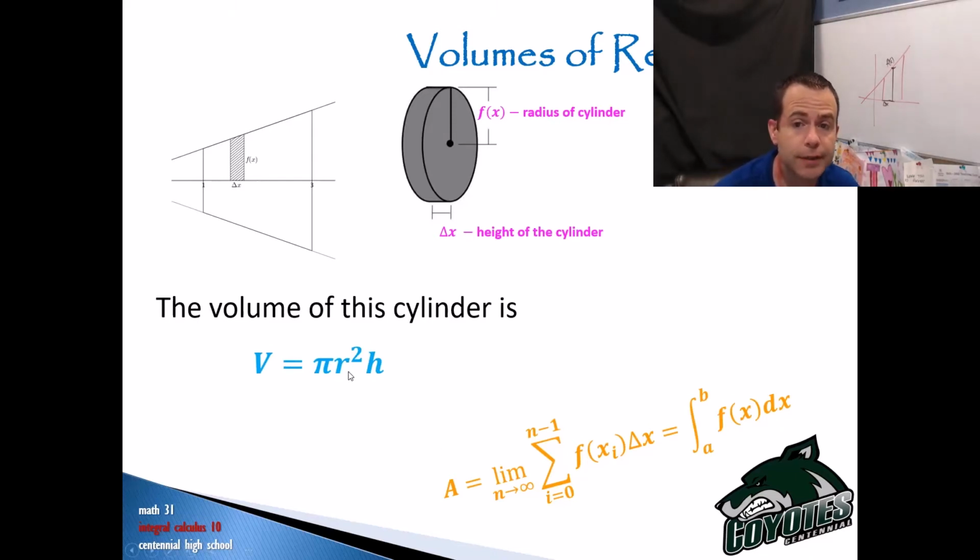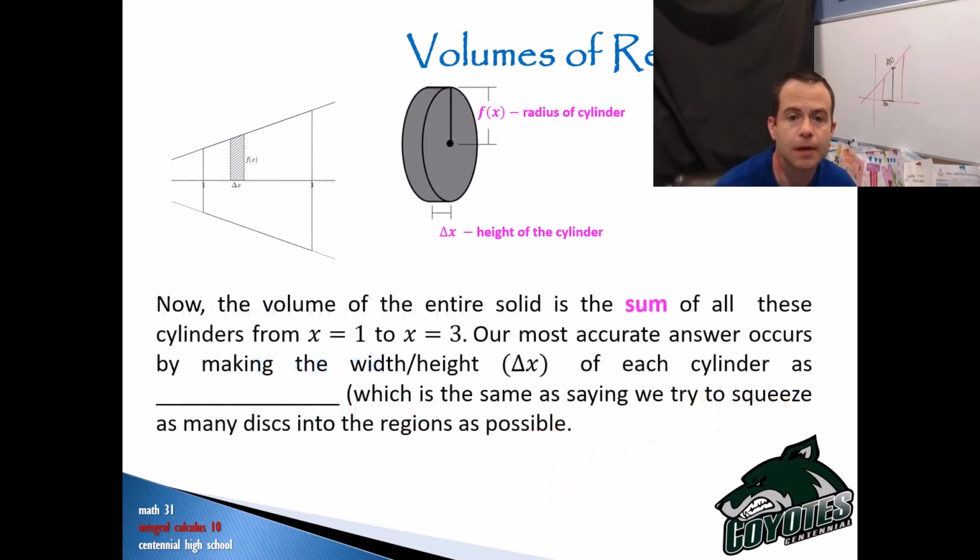Okay, we've now decided that r, the radius in this instance, would be f of x, and we've decided that h in this instance is the increment of x. Okay, so I can say volume will equal pi times f of x all squared times the increment of x. Okay, cool. Now the volume of the entire solid, this whole thing, is the sum of all the cylinders stacked up side by side each other.